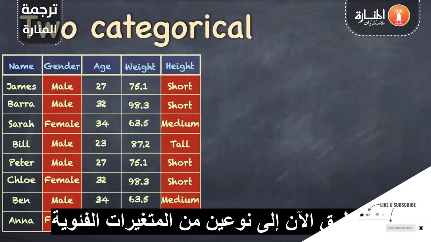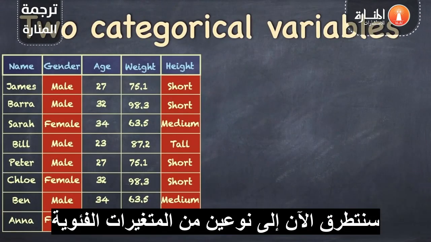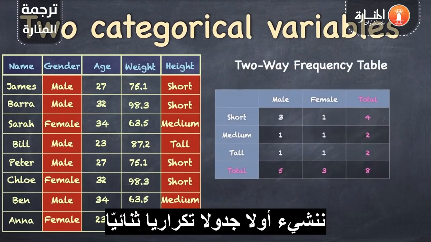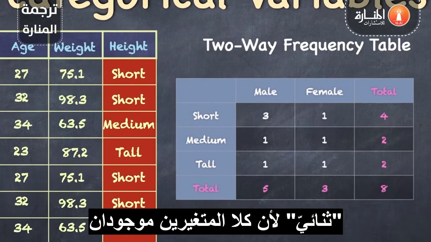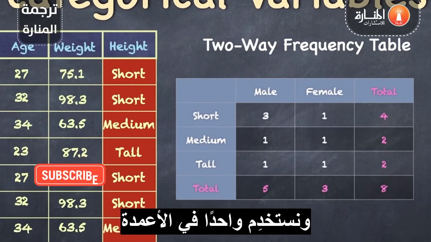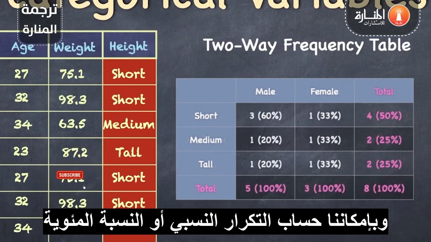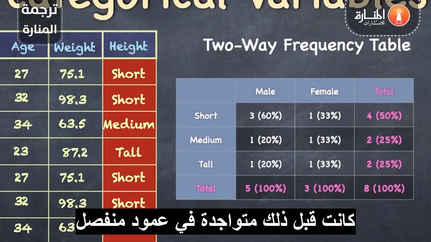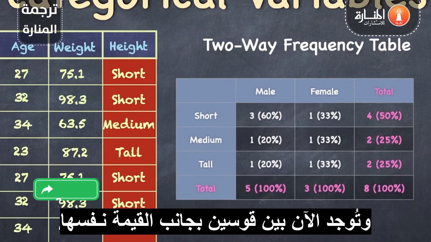Now let's think about 2 categorical variables, right? Gender and height. The first thing we do is we create a two-way frequency table. Two ways because we've got both of our variables involved now, and we use one in the columns and one in the rows. And again, we can calculate the relative frequency, or the percentage, which can be represented in brackets next to the value. So previously we had it in a separate column. Now we've got it in the brackets next to the value itself.